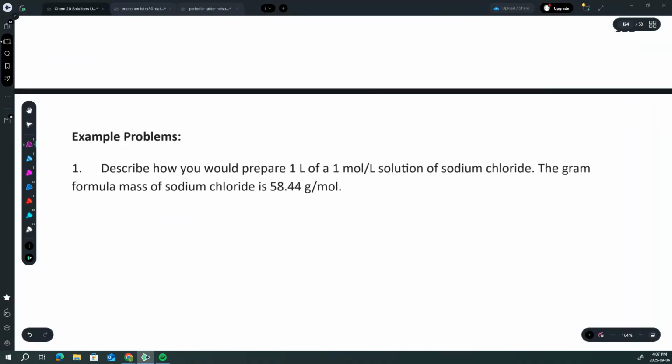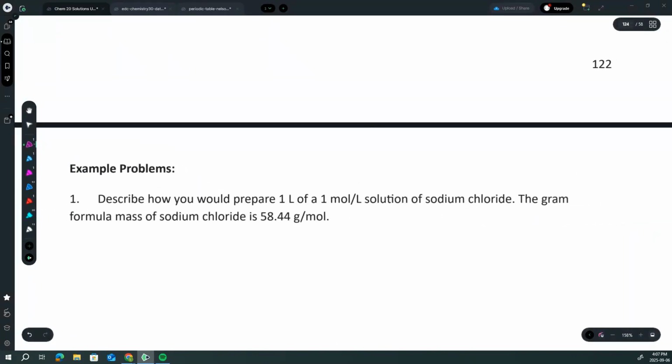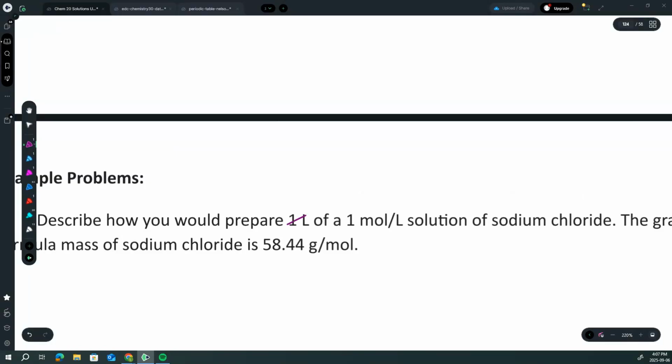Describe how you would prepare 1 liter of a 1 mole per liter solution of sodium chloride. The molar mass of sodium chloride is 58.44 grams per mole. Okay, I'm going to adjust these numbers just for some more sig digs here.